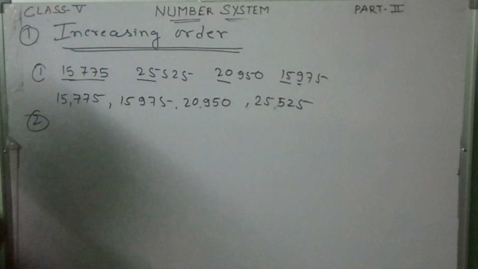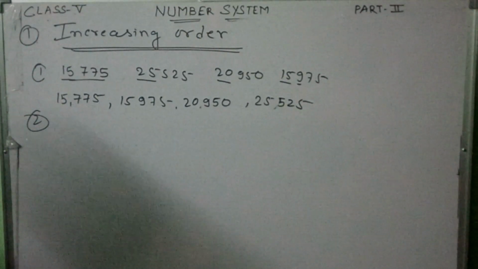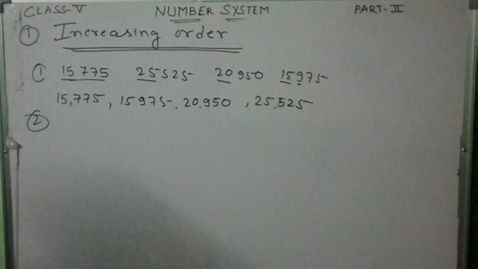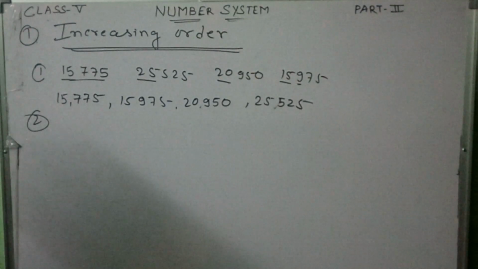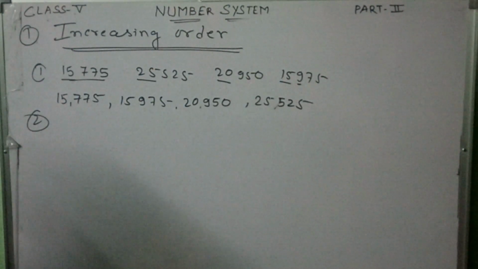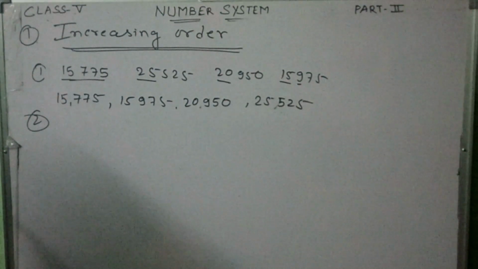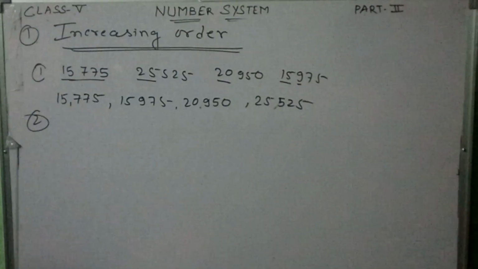In increasing order or decreasing order, for arranging the numbers, you have to check first the digits, whether all digits are the same or not. If all digits are the same, then you check the place values, meaning the thousands place, the hundreds place. First we compare the numbers at the thousands place. One more example I will take from your book.